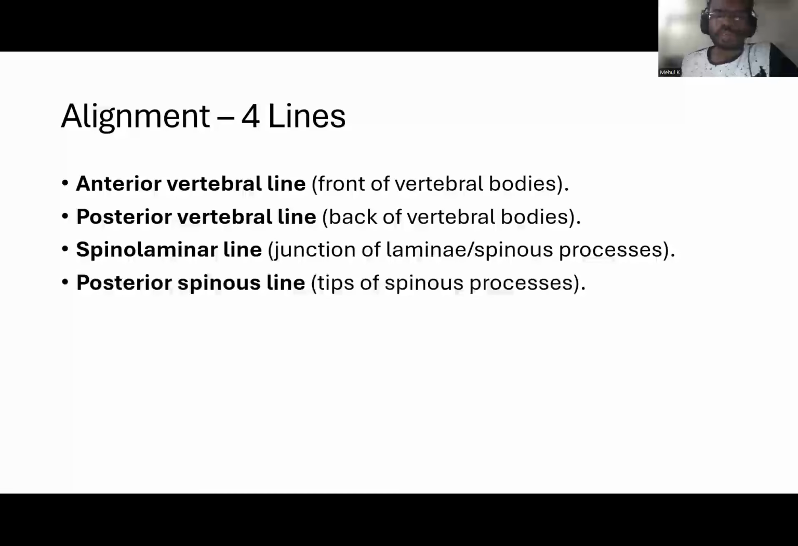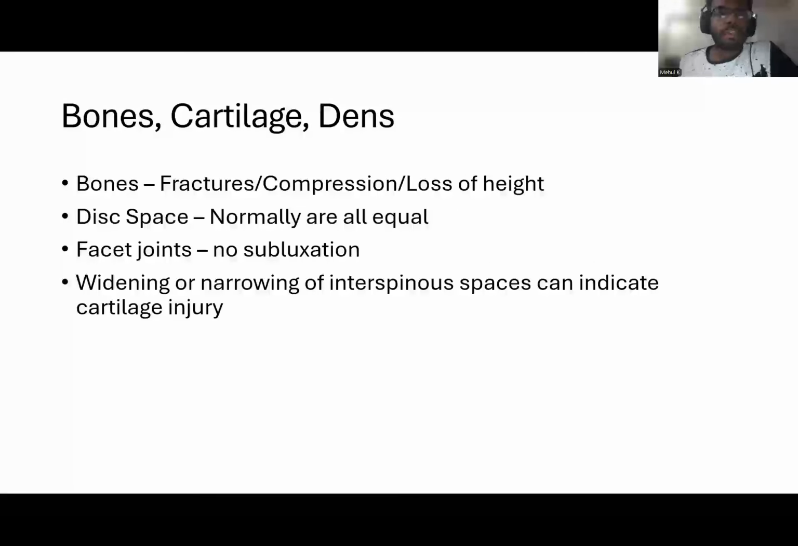So that is something to remember. BCD: B for bones, look for any obvious fractures, compression, loss of height, etc. Disc space, usually now all are normal. So if you're having gross diminution of disc space, consider some kind of injury, although to be frank, the most common cause of reduced disc space is going to be chronic degenerative disc disorders.